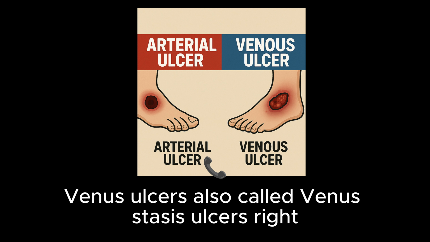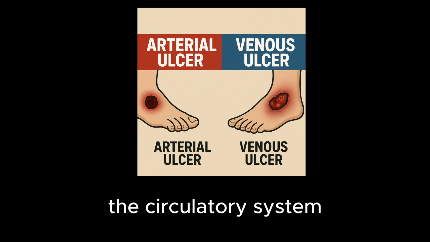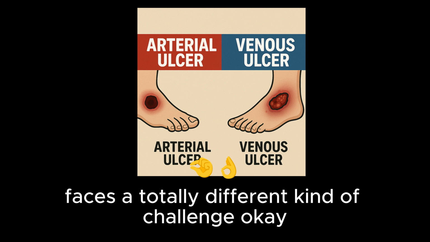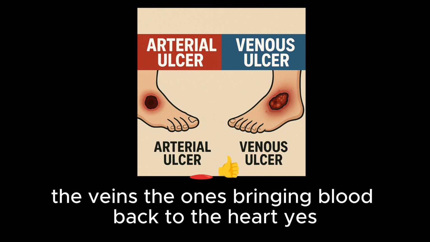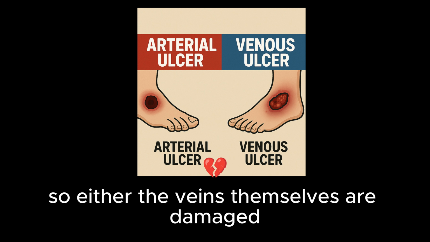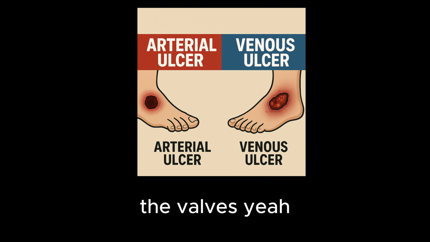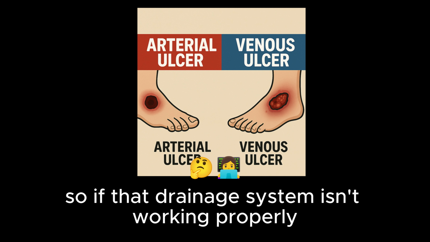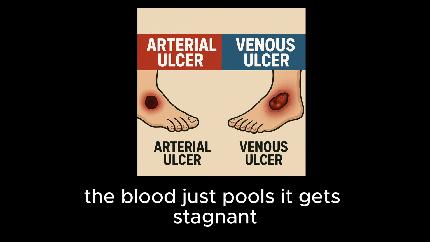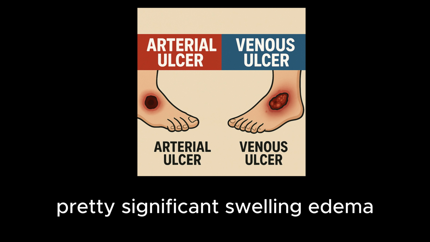Venous ulcers, also called venous stasis ulcers, right? Right, venous stasis ulcers. Here, the circulatory system faces a totally different kind of challenge. The issue is with the venous system itself, the veins, the ones bringing blood back to the heart. Yes. Either the veins themselves are damaged or the little valves inside them are overstretched and leaky, so they can't effectively drain the blood back up towards the heart like they're supposed to. So if that drainage system isn't working properly, what happens then? Well, the blood just pools. It gets stagnant, usually down in the lower legs, and that leads to pretty significant swelling, edema.